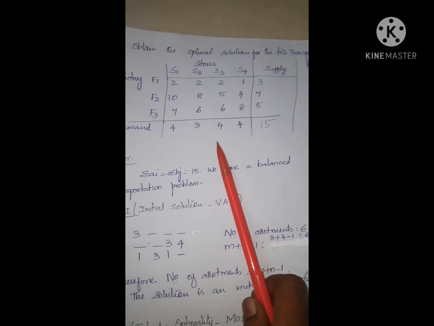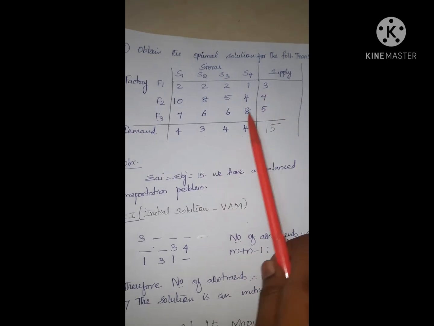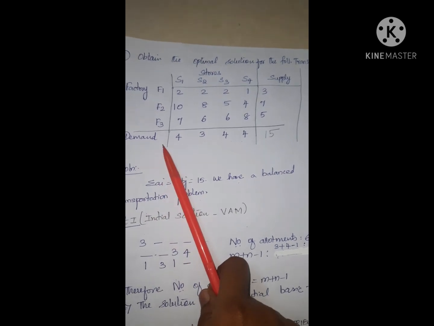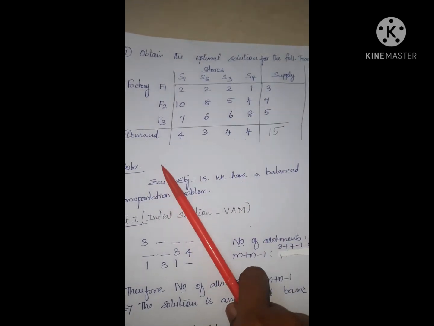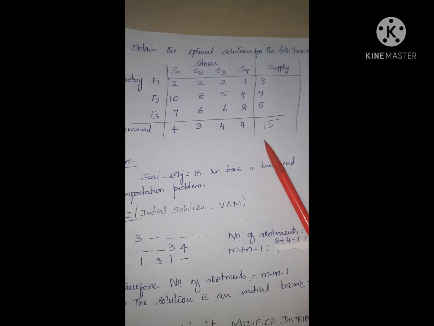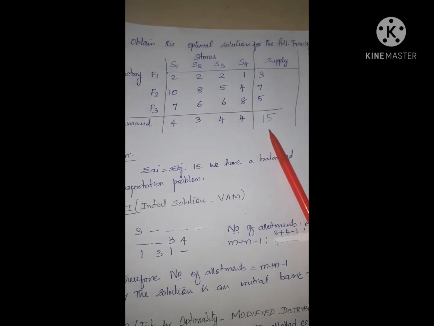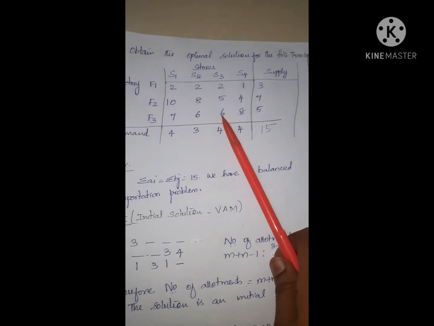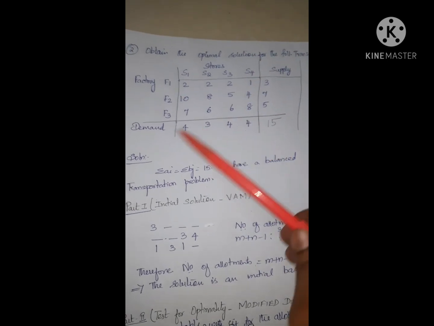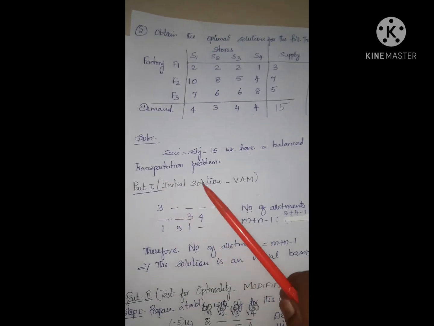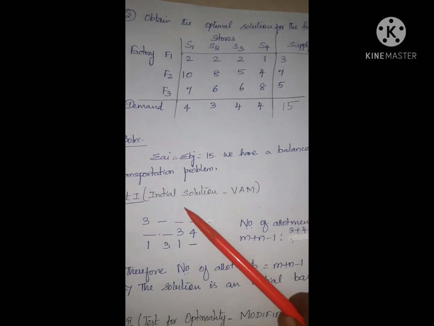So we always take care that the total supply is equal to total demand. When total supply is equal to total demand, we call it a balanced transportation problem. So to find a solution for any transportation problem has got two stages, two parts. Part 1, to find the initial solution. Then we proceed with this initial solution to part 2, the optimal solution.